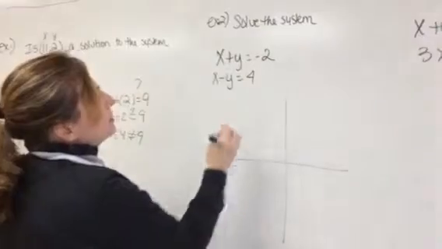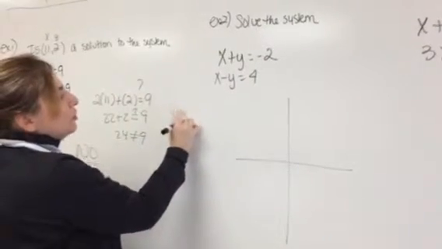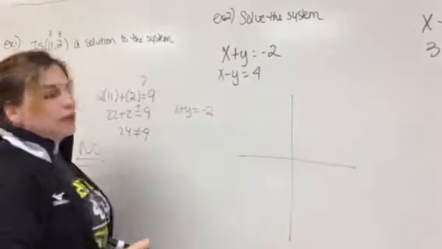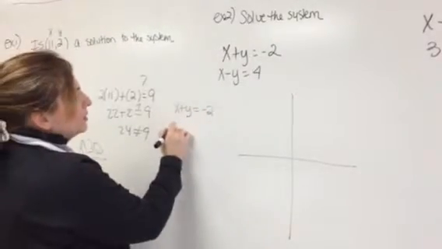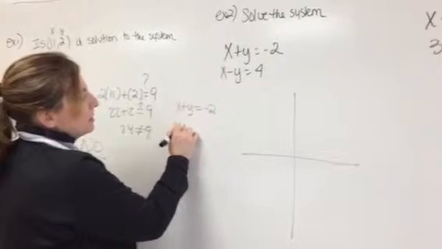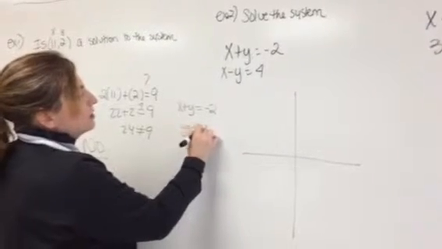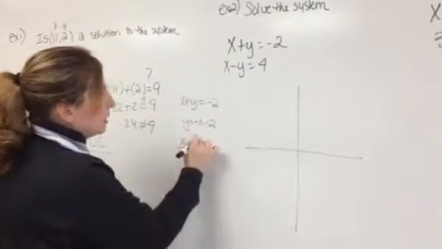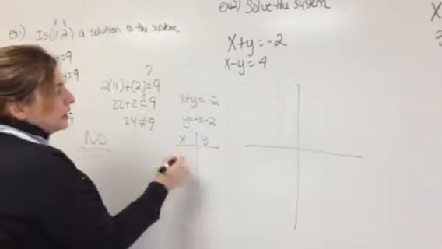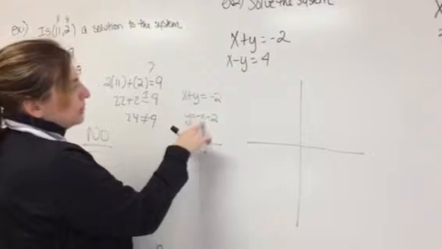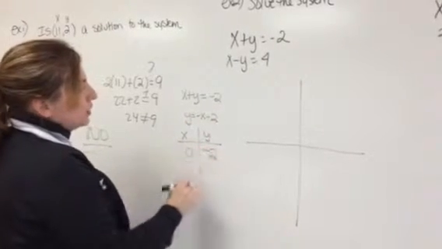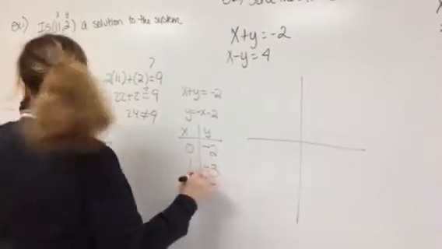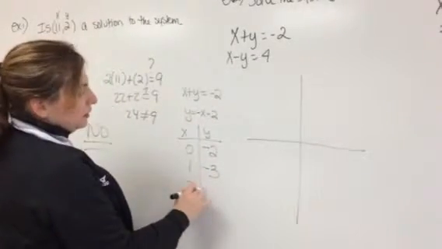You're going to take x plus y equals negative 2, sorry. You're going to put it in what form? You're going to put it into y equals mx plus b, and then you're going to plug in 3 points and graph it. If x is 0, negative 0 minus 2, y is negative 2. If x is 1, negative 1 minus 2 is negative 3. If x is 2, it's negative 4.